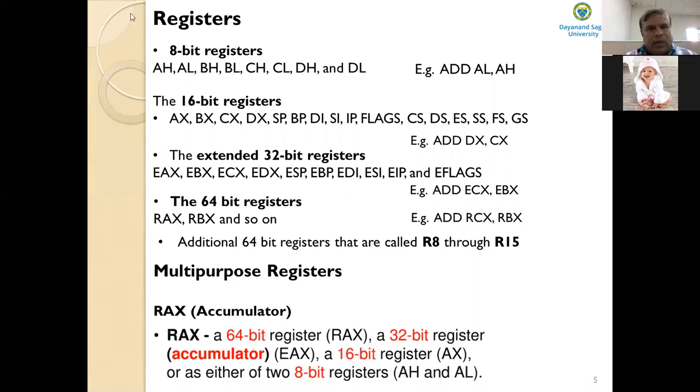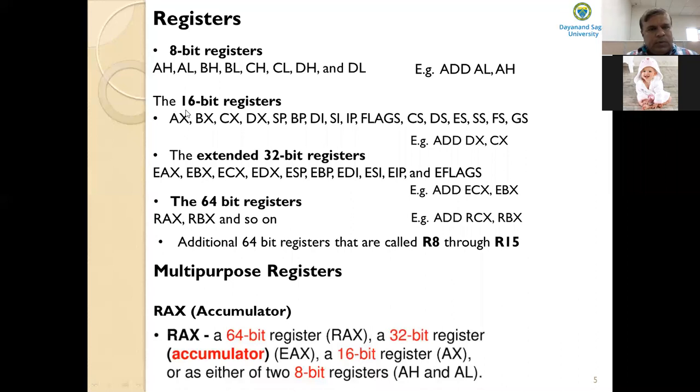These registers are referred to when an instruction is formed using these 2-letter designations. AH is 2-letter, AL is 2-letter. Say for example, I have an instruction called add AL, AH. Here add is the instruction, and AL and AH are the operands. What this instruction will do is add the 8-bit content of AH with the 8-bit content of AL, with the result being left in the AL register.